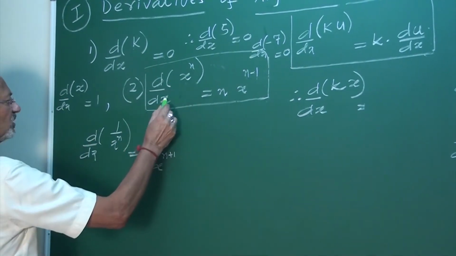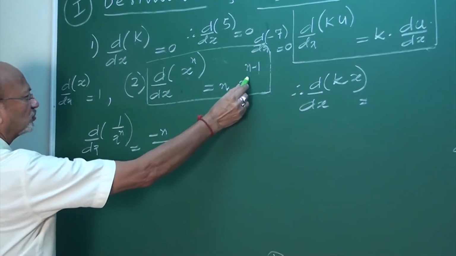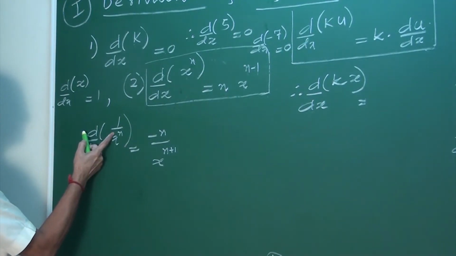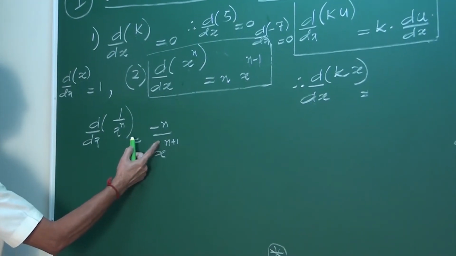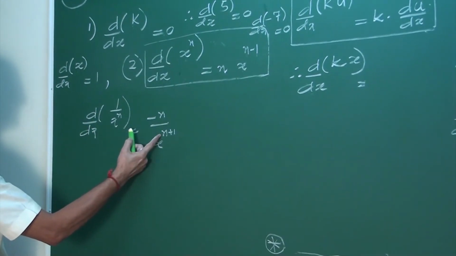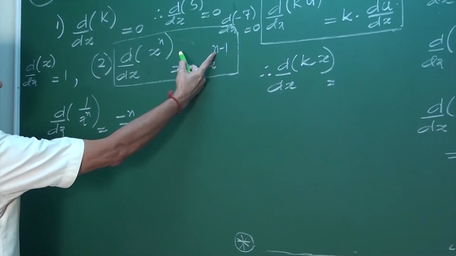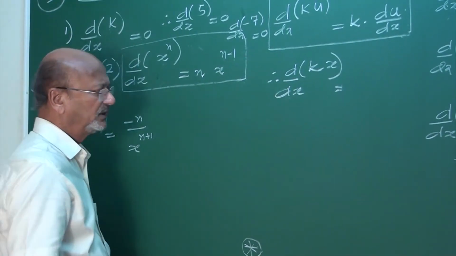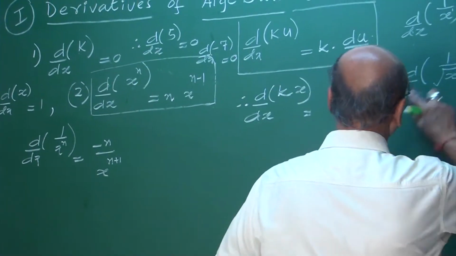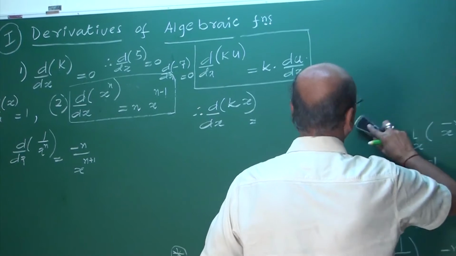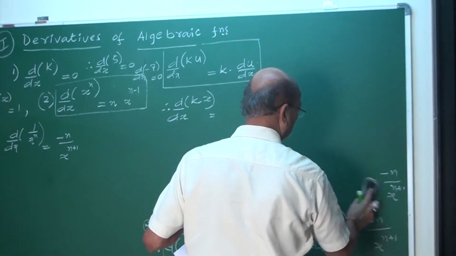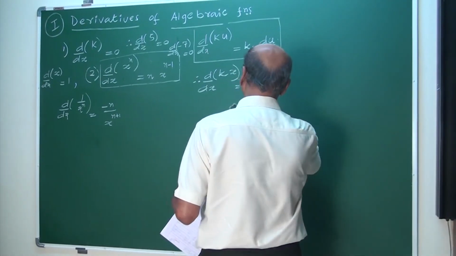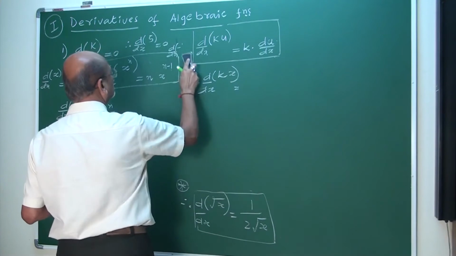Derivative of x to the power n with respect to x is the power into x to the power 1 less. If it is in the denominator, it is minus the power, down, x to the power 1 more. 1 more means n plus 1, 1 less means n minus 1. Yes, my friends, remember. Then I give some tips, which are for while doing the examples.